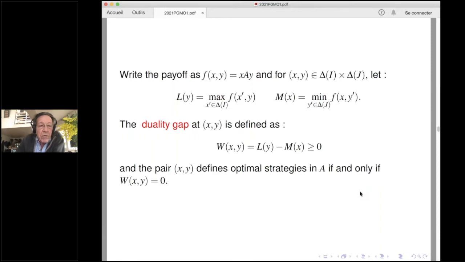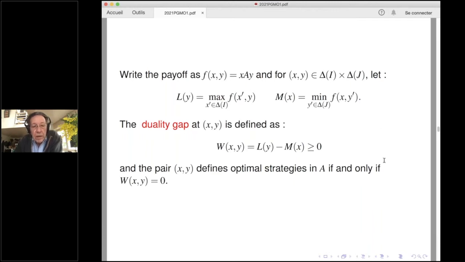Now, we write the payoff as f of x, y. I will introduce two quantities. L of y is the maximum, so it's the best you can do against y. M of x is the best player 2 can do against x. And the duality gap is defined as the difference here.